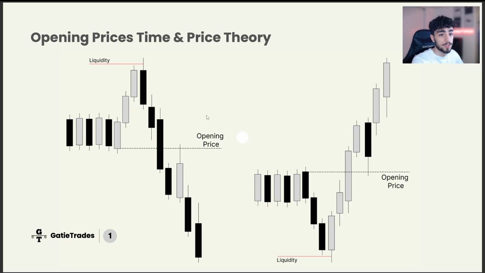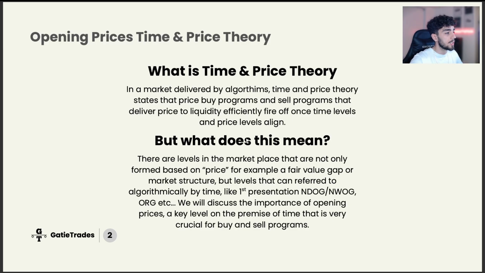So you guys don't like to waste any time. Let's get right into it. What is time and price theory? Very simple. Time and price theory states that the market is delivered by algorithms that run on price and, more importantly, time.